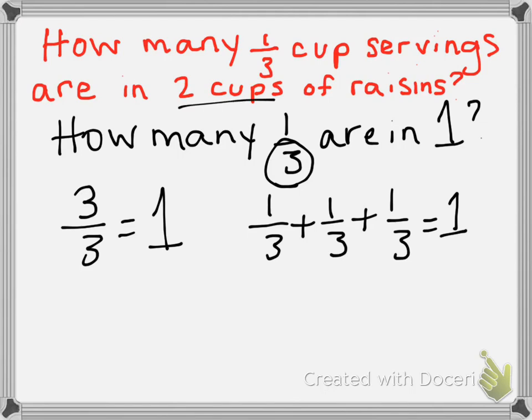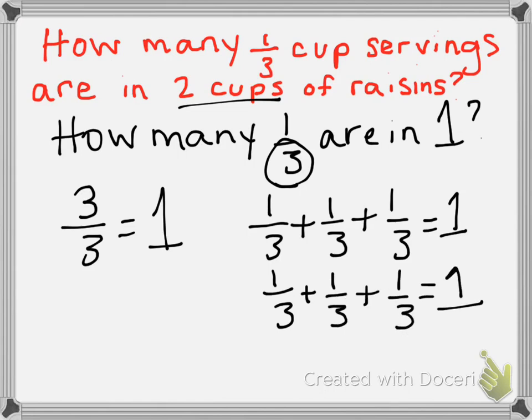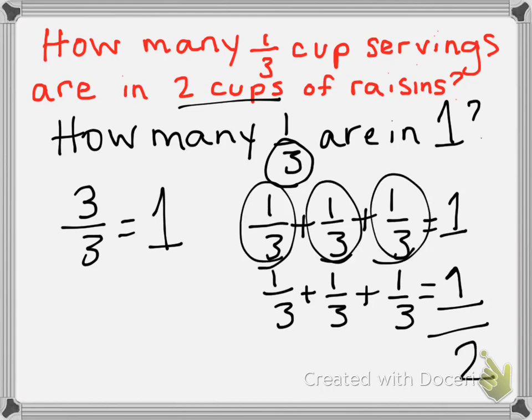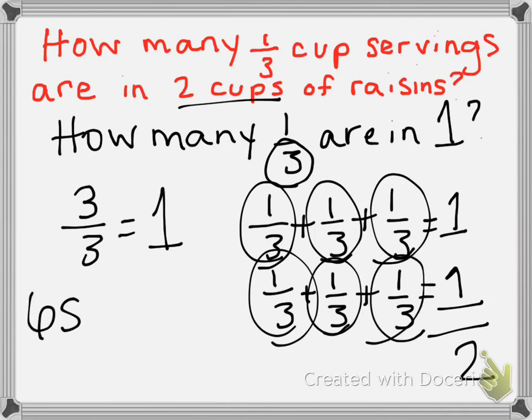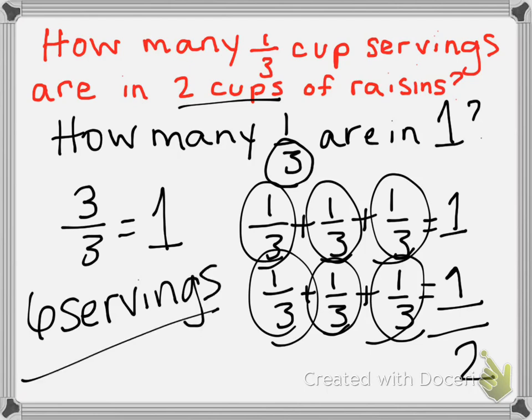But we have 2 cups. So if that's 1/3 plus 1/3 plus 1/3, then we need 3 more to equal another 1, and 1 plus 1 is 2, so then we have 1, 2, 3, 4, 5, 6. So our answer is 6 servings, because 2 divided by 1/3 equals 6.